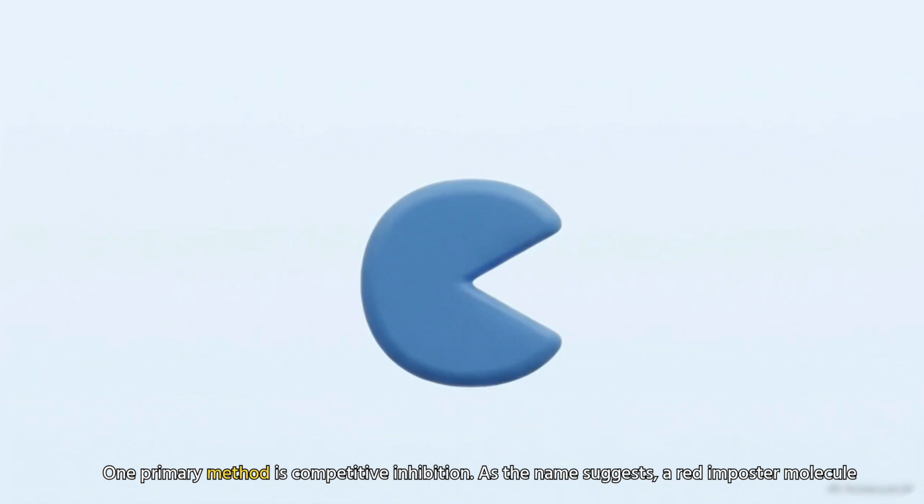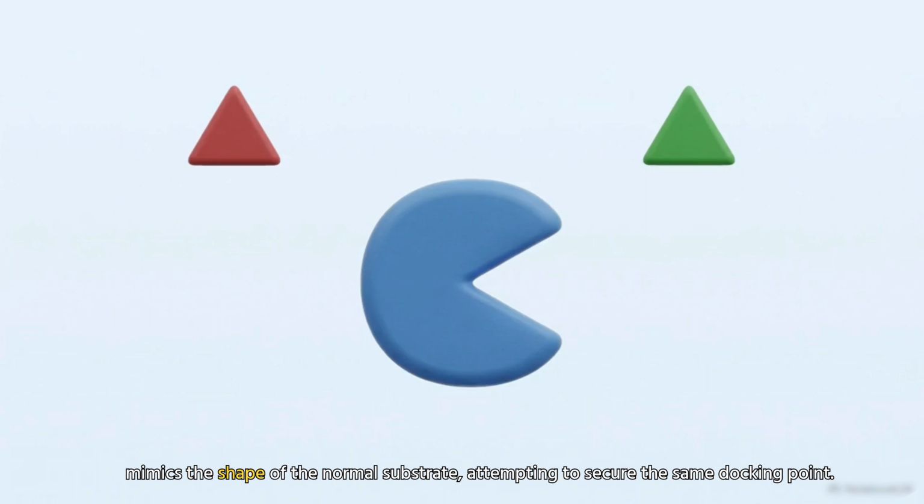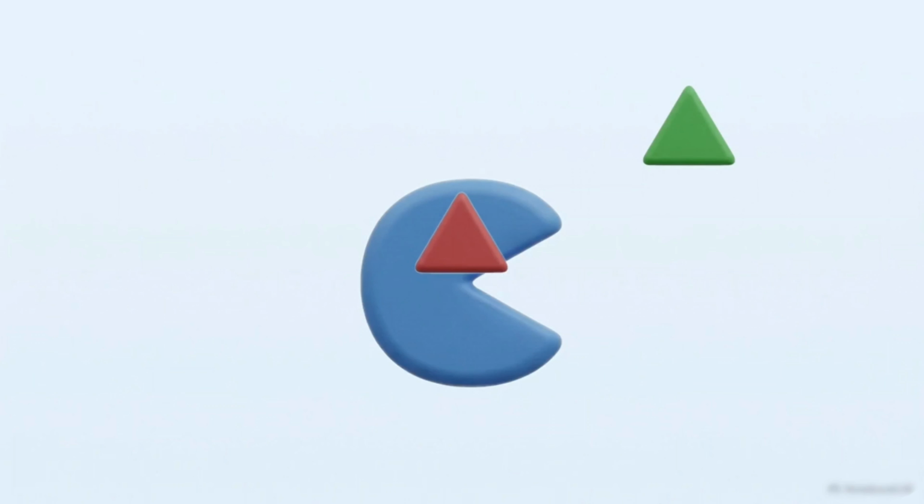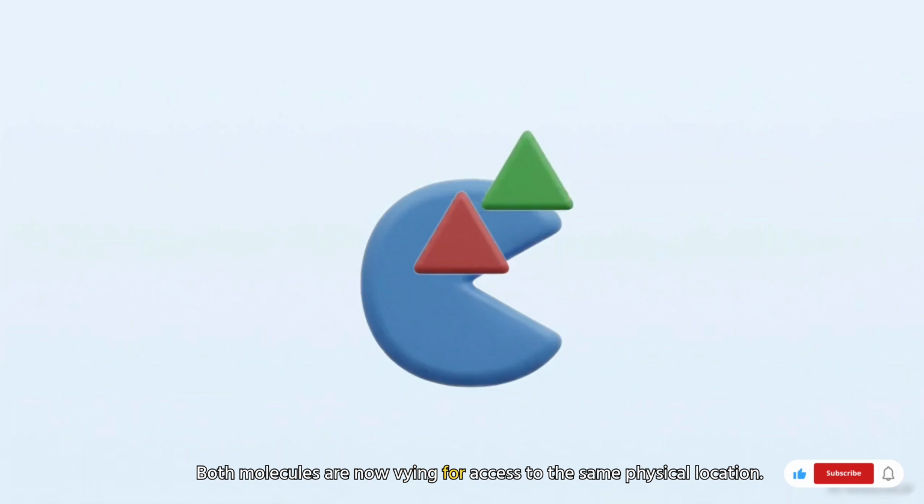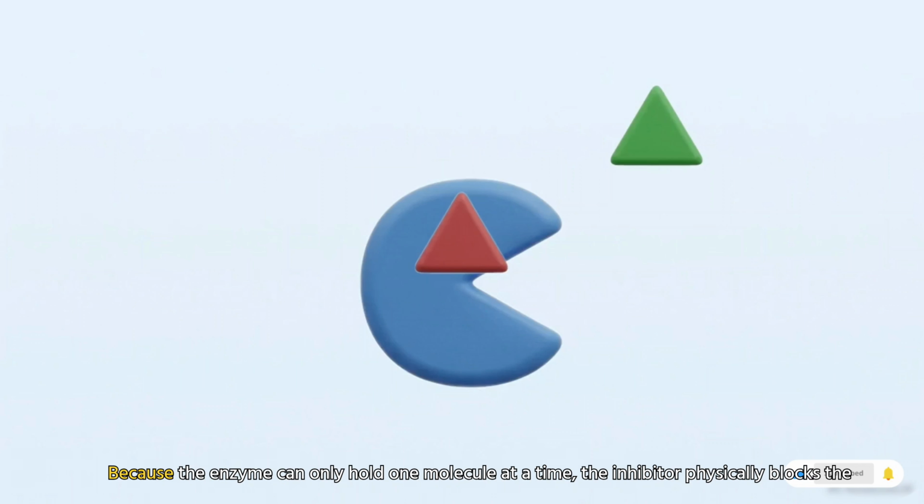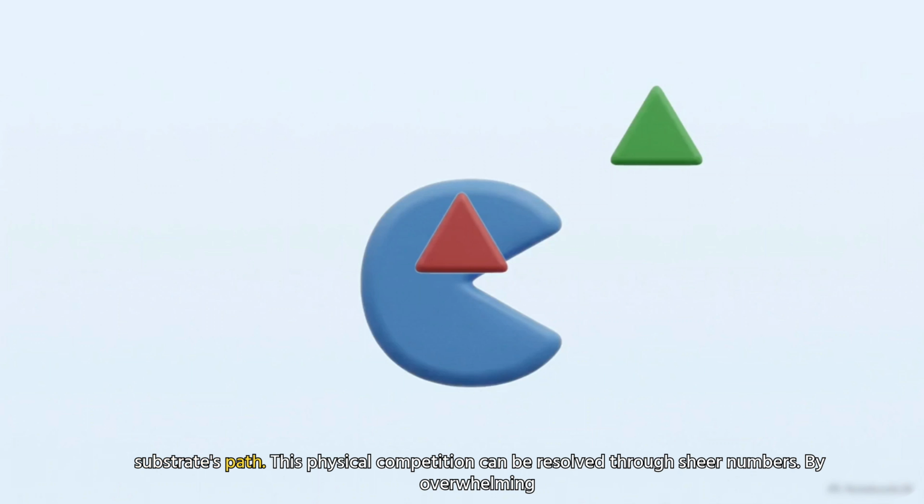One primary method is competitive inhibition. As the name suggests, a red imposter molecule mimics the shape of the normal substrate, attempting to secure the same docking point. Both molecules are now vying for access to the same physical location. Because the enzyme can only hold one molecule at a time, the inhibitor physically blocks the substrate's path.